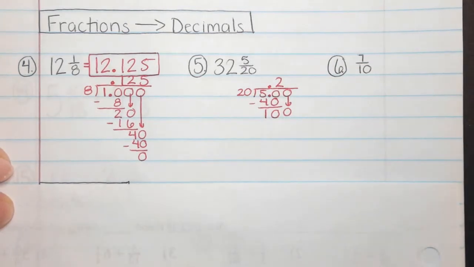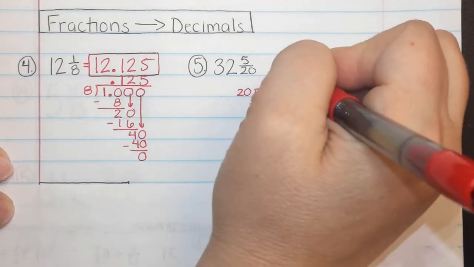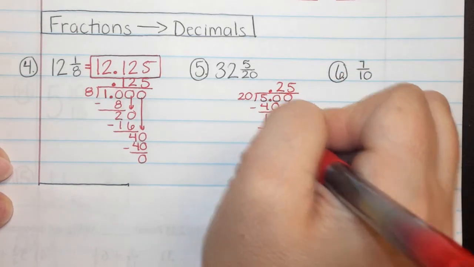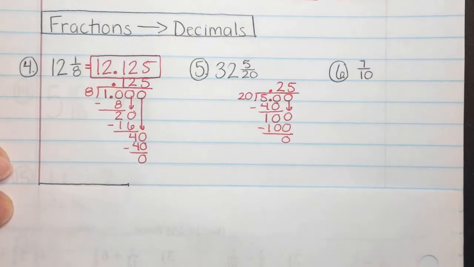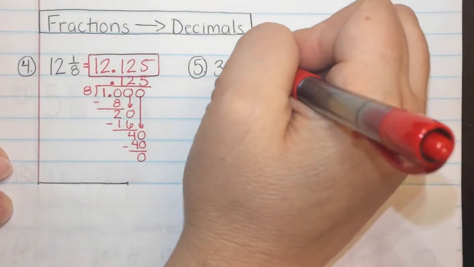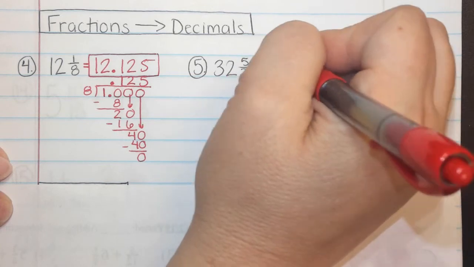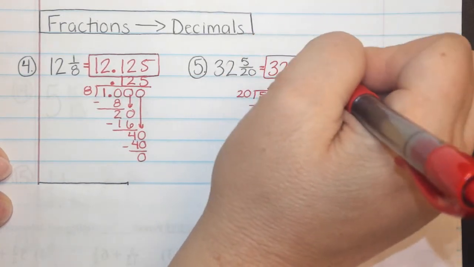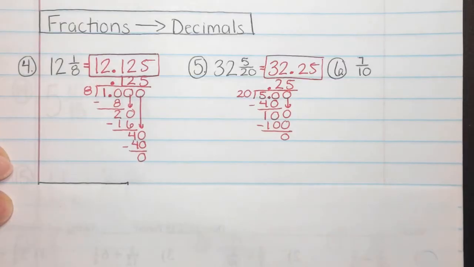How many times will 20 go into 100? 5. 5 times 20 is? 100. So I have nothing left over. How am I going to write the answer for number 5? How am I going to write that answer? 32.25. Excellent job.